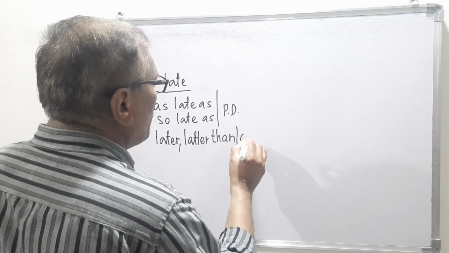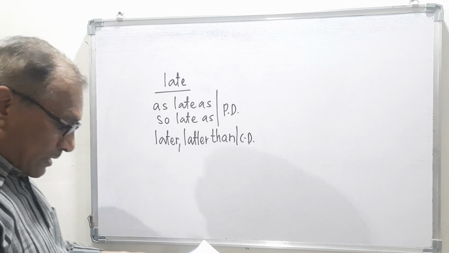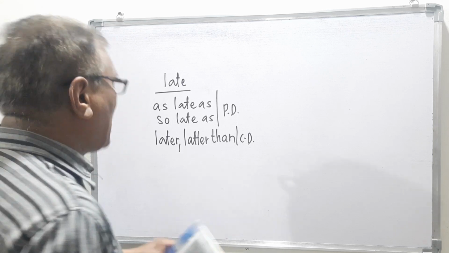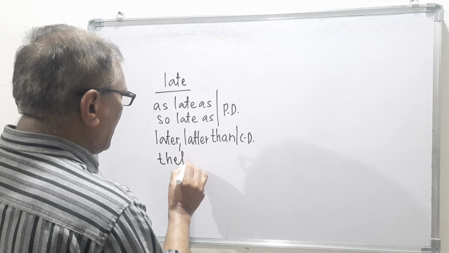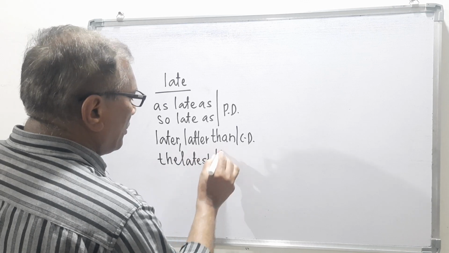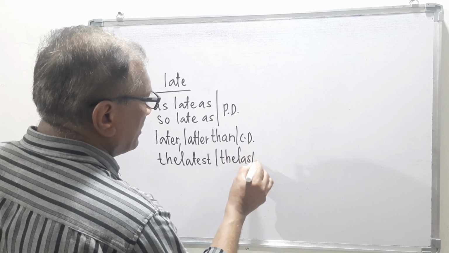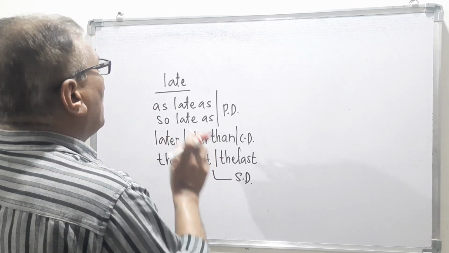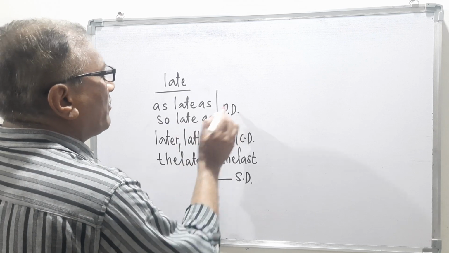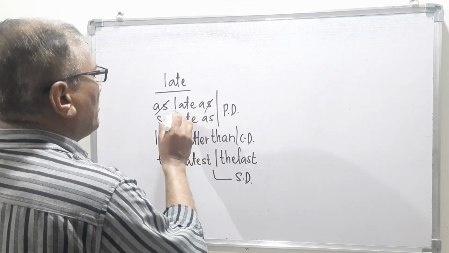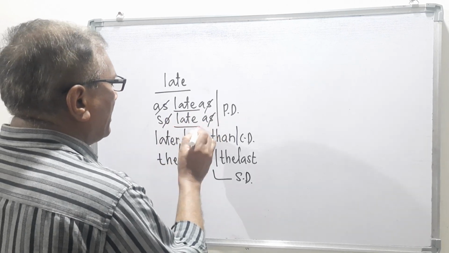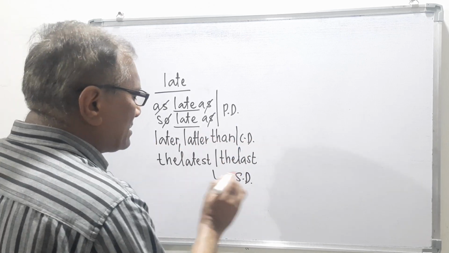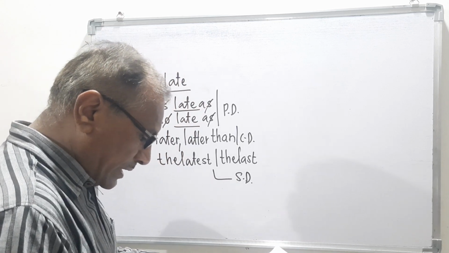This is the CD form, comparative degree form, and then the last is the latest or the last. The latest or the last. So remember, these are the SD forms. So remember, when we are making the PD degree, take as in between adjective or adverb, then later than CD, and latest or the last means the SD degree we can make.